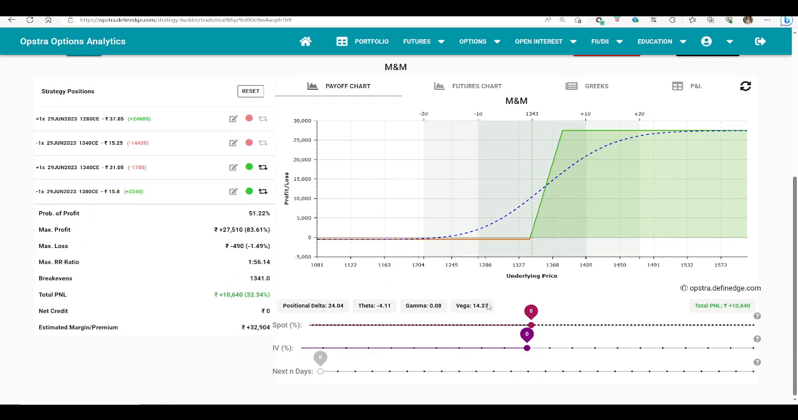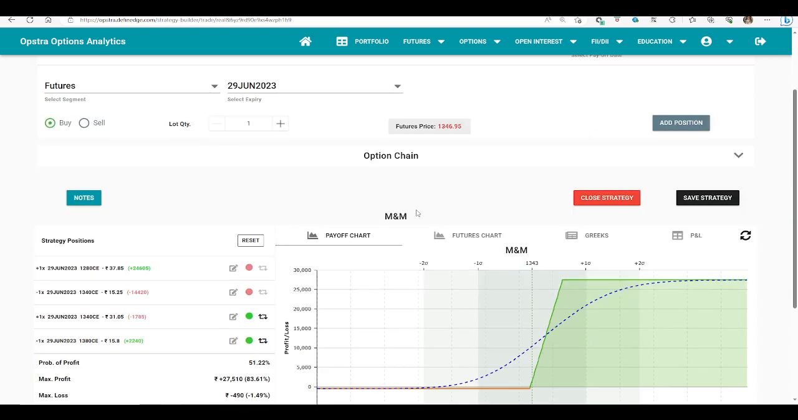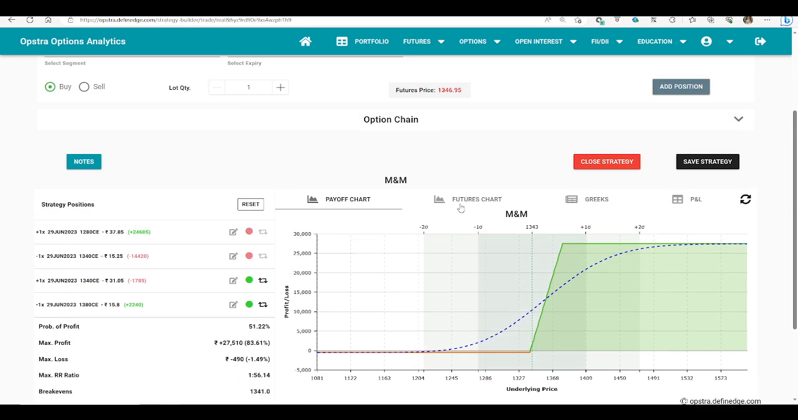See, now with this adjustment, if this goes up, even a little bit up, I will get a good profit. My max loss will be 490 rupees only. Wherever it goes, I made it trade free. 1:56 is the risk reward. I got it: either zero profit or I may get a good profit, 27,000 rupees. Okay, this was the M&M trade I had, and I booked the profit also.